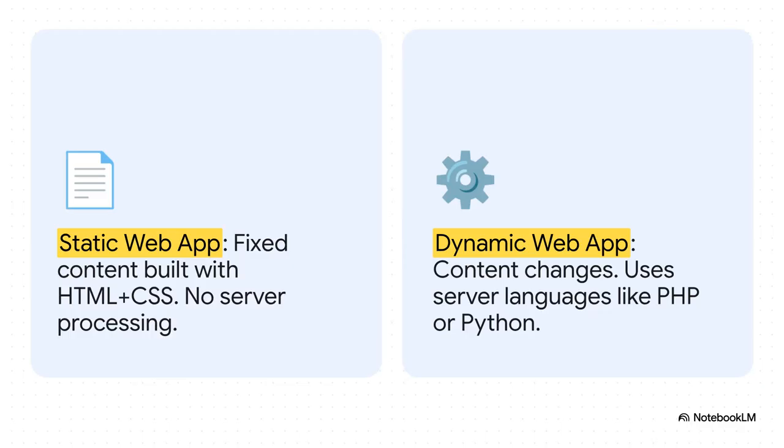Now, a super crucial point for the test is understanding the difference between static and dynamic web apps. A static web app delivers fixed content. It's built purely with HTML and CSS, and it looks exactly the same for every single user. There's literally zero server-side processing happening. Dynamic web apps, though, do some heavy server-side lifting. They use languages like PHP or Python to talk to databases, pulling in user-specific data so the content changes dynamically, based on who's logged in or even what time of day it is.